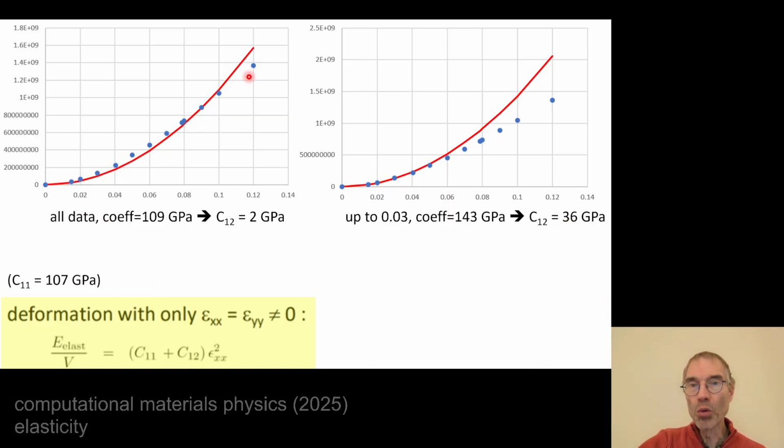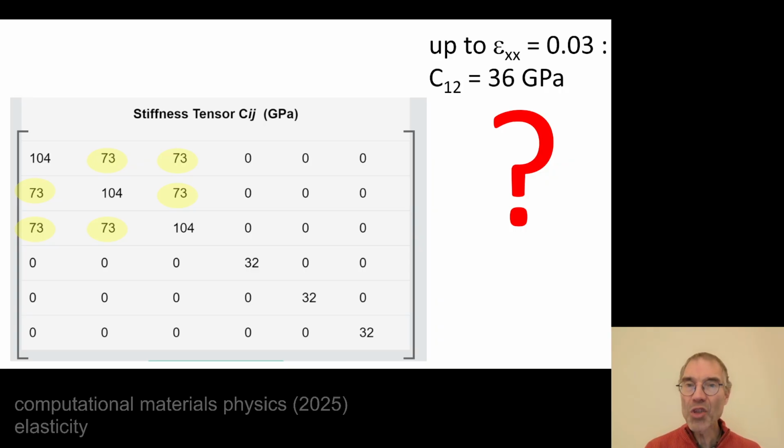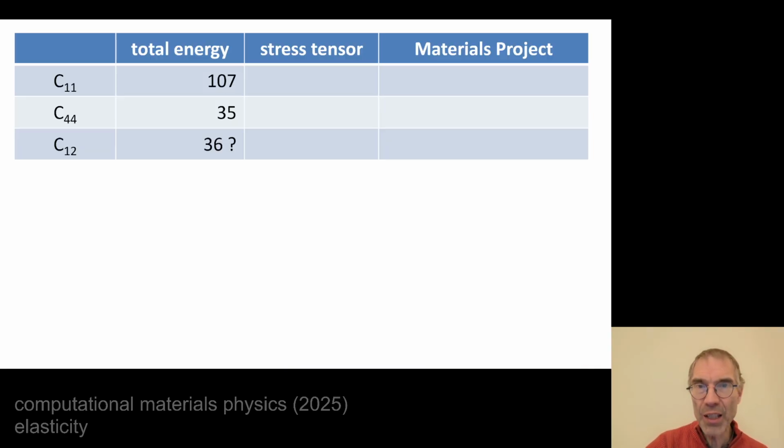If you would do it with all epsilon values up to 0.12, it would be 2 gigapascal, so clearly not a very different number. And again, this one is the more reliable one. And this one too we can check with Materials Project, and there somehow these numbers are different. You find 73 GPa here, which, when I made that exercise, I found surprising. I was not expecting this, especially not because everything else was in good agreement.